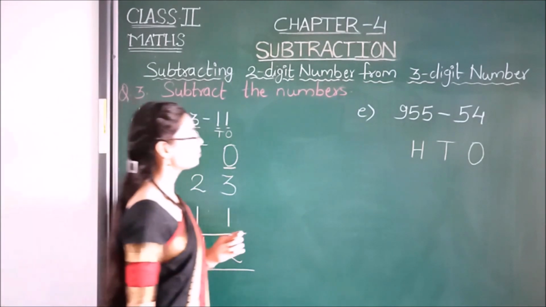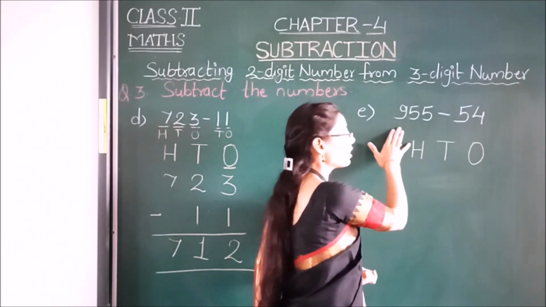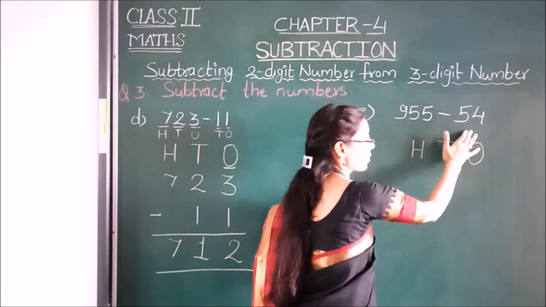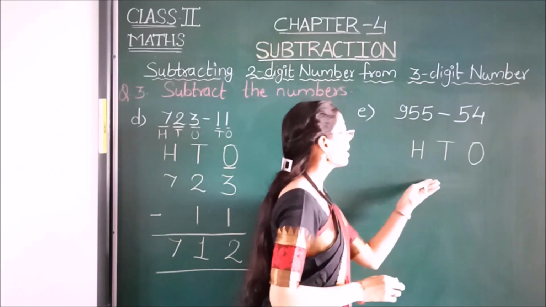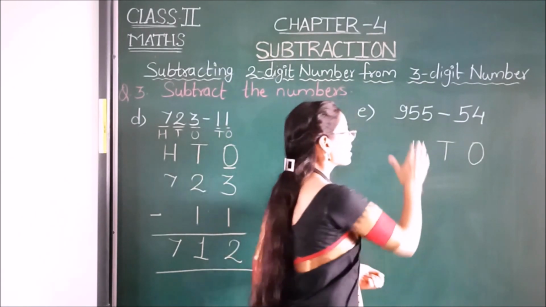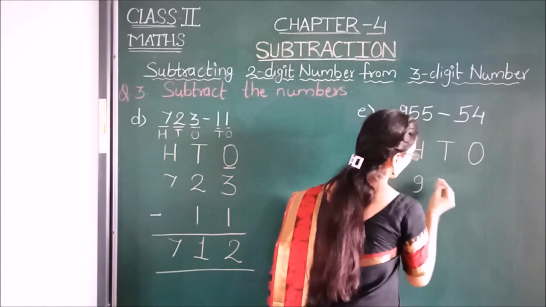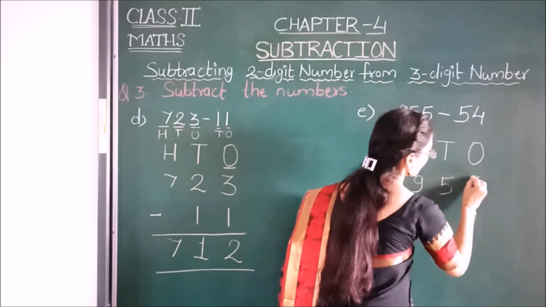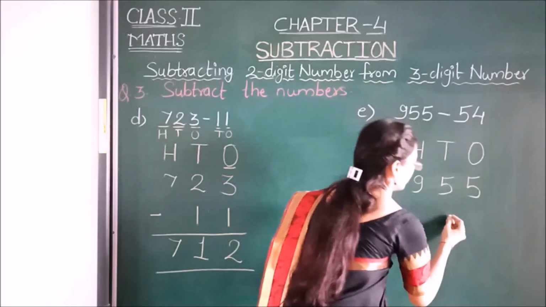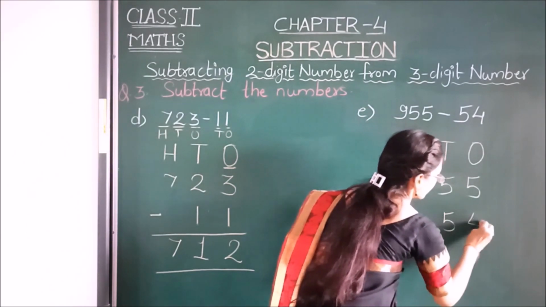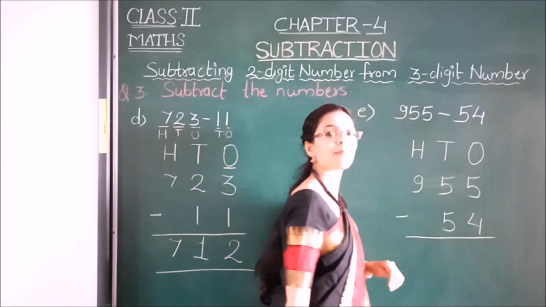Now move to the next question. 955 minus 54. First we have to arrange these numbers in their proper columns. 955, write it here. Then 54. Nice. Now you can subtract.